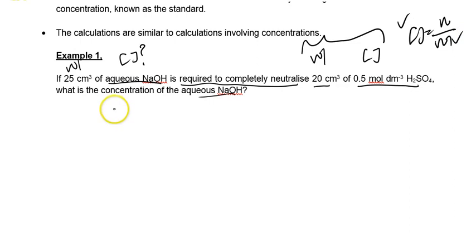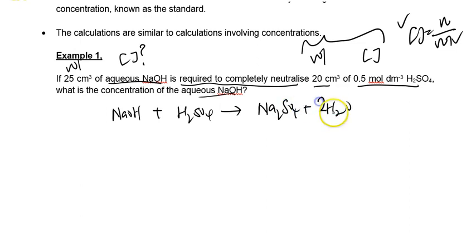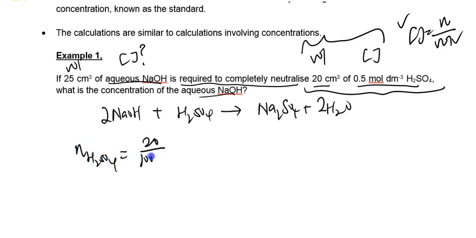So step 1, we write the equation first as usual. NaOH plus H2SO4 gives me Na2SO4 plus H2O. Make sure it is a balanced equation. Okay, and we calculate whatever we can with the data we have in the question, which is this part. So number of moles of H2SO4 is equal to volume, converted to dm cube, times concentration, and I have 0.0100 moles of H2SO4.